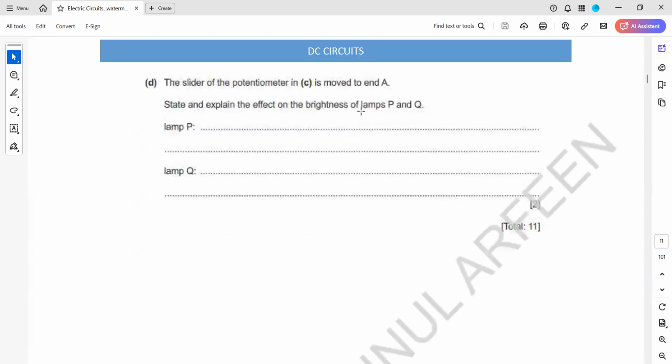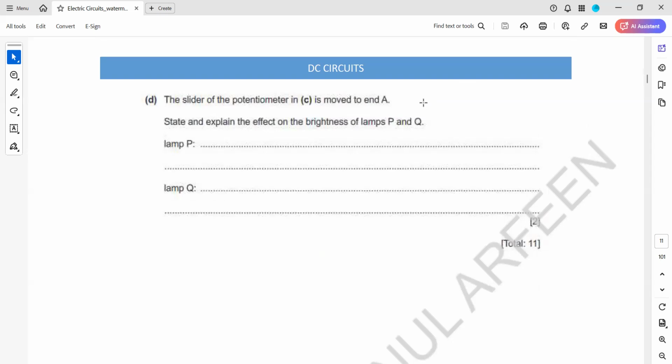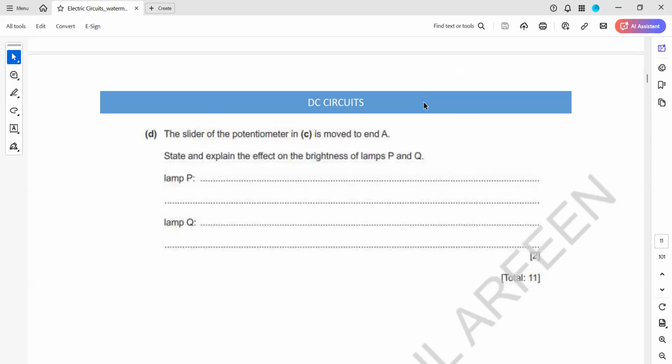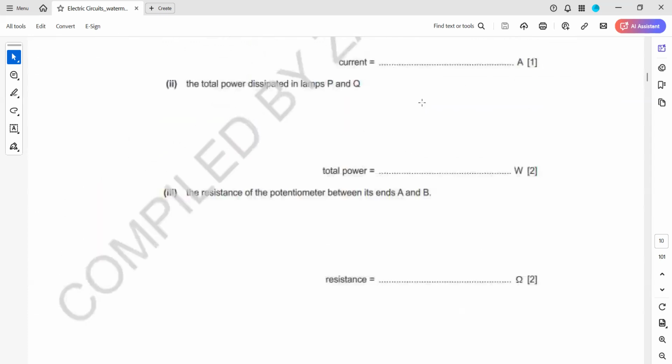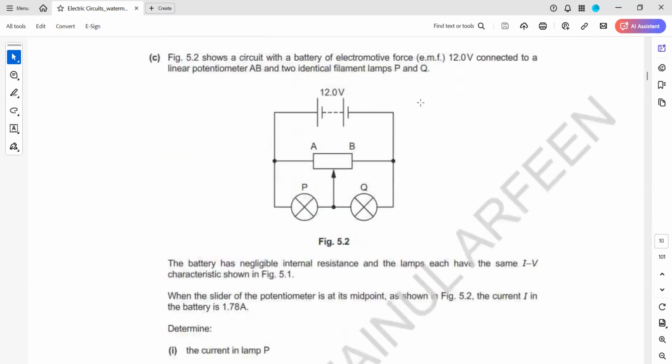The slider of a potentiometer in C is moved to end A. State and explain the effect on the brightness of the lamps P and Q. So this is a sliding contact. The sliding contact is moved to position A.